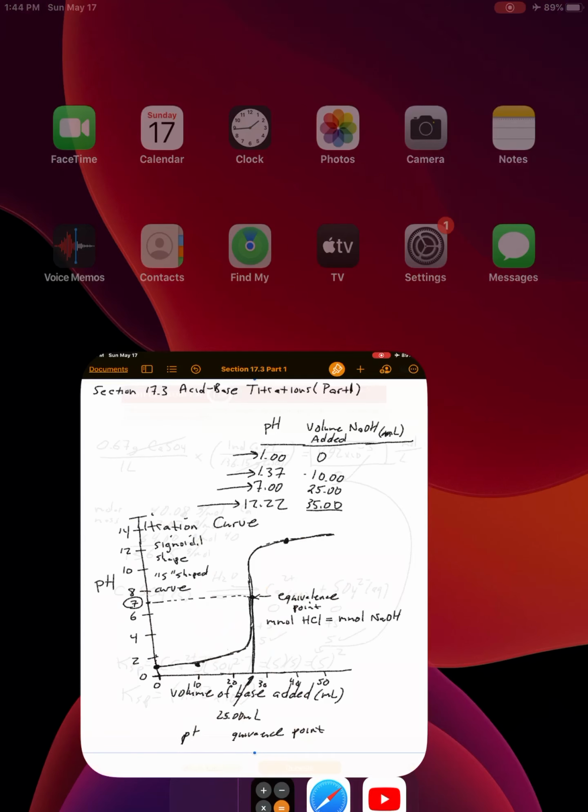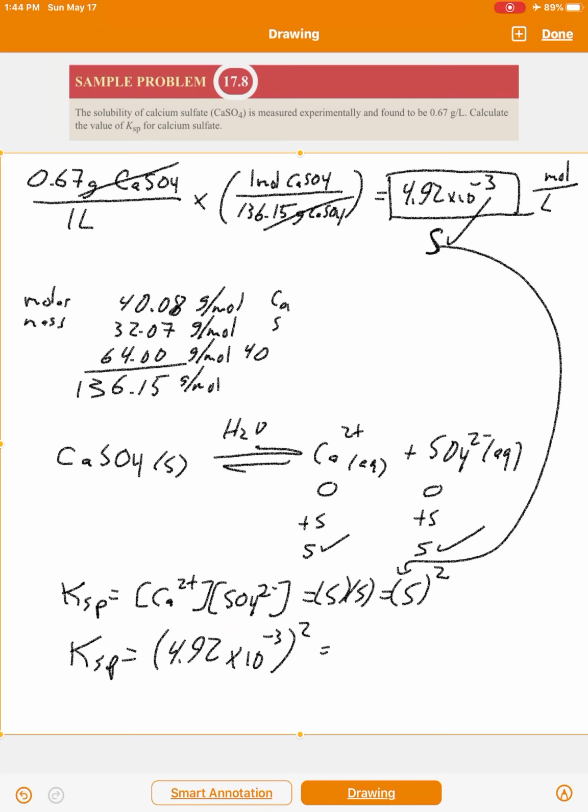Now I'll round it to 2 sig figs. 2.4 times 10 to the minus 5 is our KSP. Okay? So not that bad. If you look in table 17.4, it will tell you calcium sulfate is 2.4 times 10 to the minus 5. That's the value of KSP. We just figured it out. We got it. Okay? Working backwards.